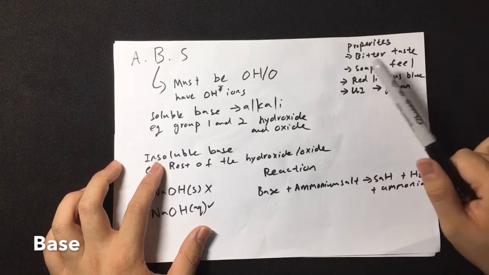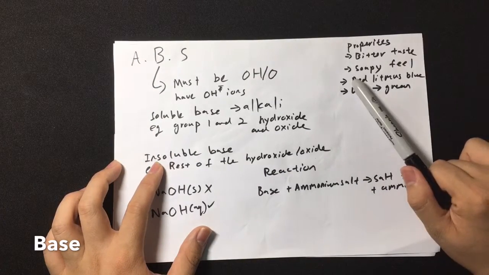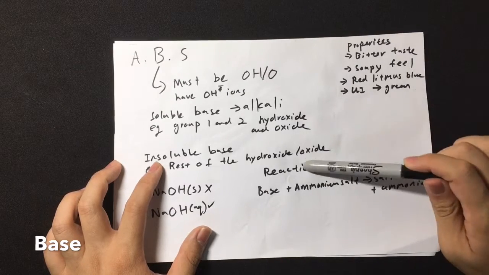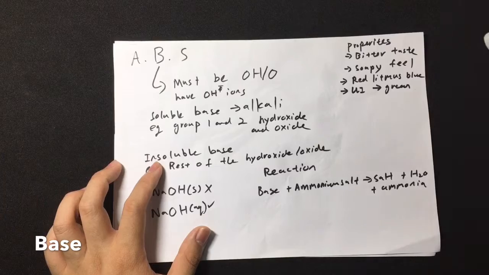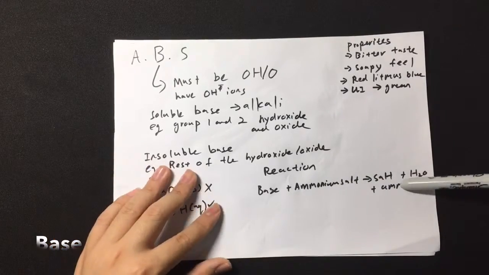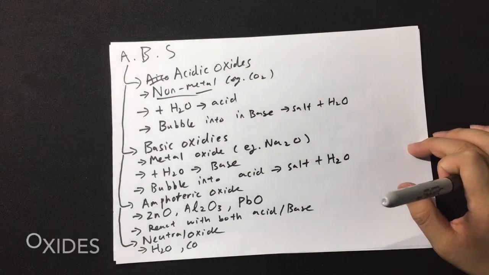And look at some of the properties. They are bitter in taste, give people a soapy feeling, and turn red litmus paper blue. And the reaction that you undergo besides reacting with acid is that you will react with ammonium salt to give you salt plus water and ammonia gas. So please bear that in mind.